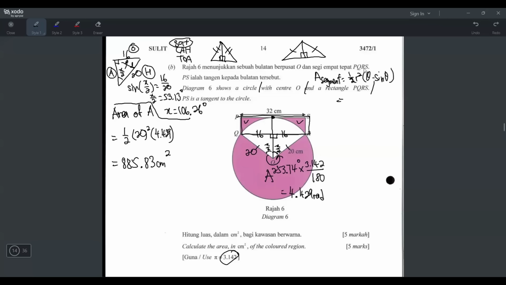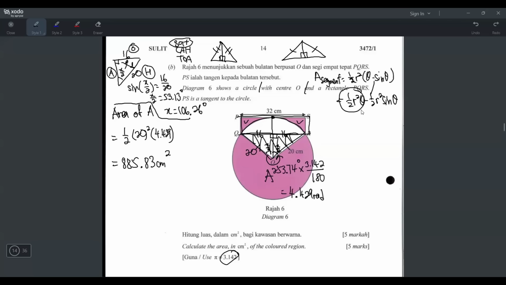And I want you to know this formula actually comes from 1/2 r squared theta minus 1/2 r squared sine theta. Basically, you find the area of the segment by taking the area of the sector, which is 1/2 r squared theta, minus the area of the triangle. And for the area of the triangle, you use 1/2 ab sine C. And for the a and b, you use the radius.